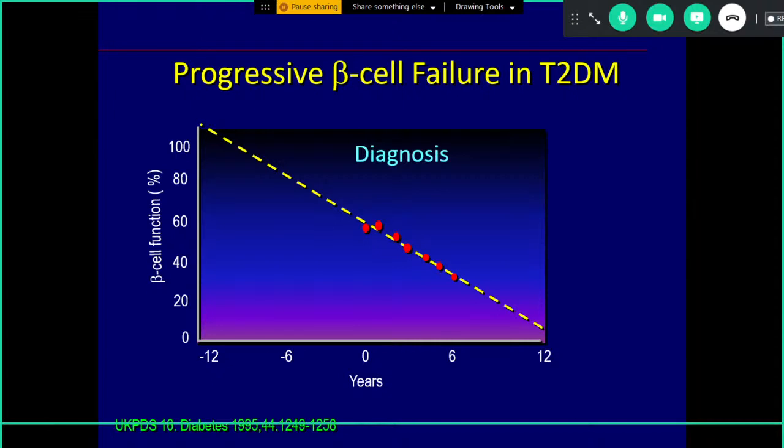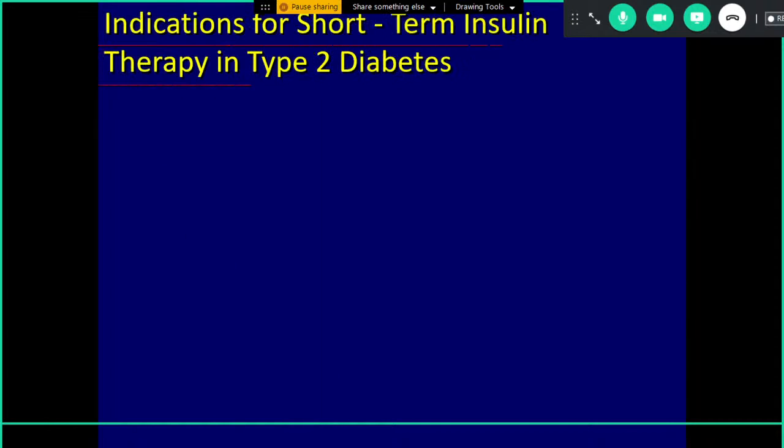Now, this is the curve from the United Kingdom Prospective Diabetes Study, which actually had recruited people within a year of their diagnosis of diabetes. And it basically back calculates beta cell function. And it appears that, by about 10 to 12 years from diagnosis, a large proportion of people will not be producing adequate amounts of insulin, and therefore oral agents are unlikely to be efficacious. And that's where insulin will be required.